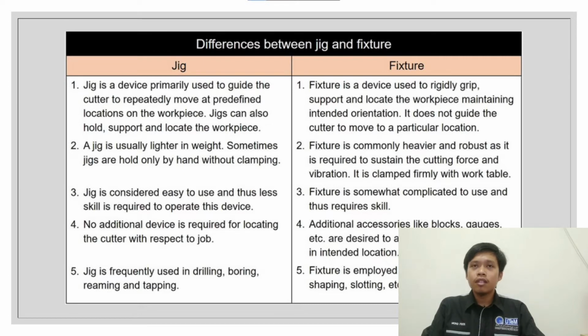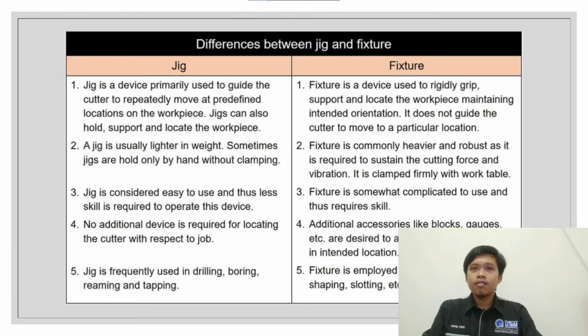A jig is usually lighter in weight. Sometimes jigs are held only by hand without clamping, while a fixture is commonly heavier and robust as it is required to sustain the cutting force and vibration. It is clamped firmly to the work table. A jig is considered easy to use and less skill is required to operate this device, while a fixture is somewhat complicated to use and requires skill.